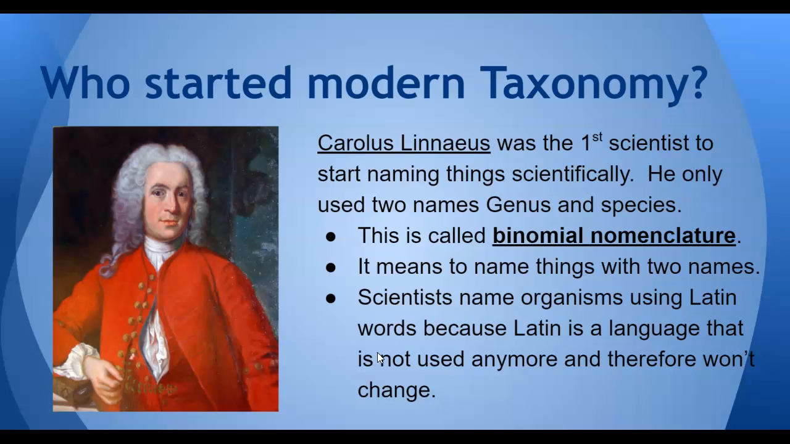Modern taxonomy was really revolutionized by a gentleman whose original name was Carl von Linné. He changed his name, he Latinized it to Carolus Linnaeus. He was the first scientist to start naming things with a genus and species. We've talked in previous chapters about humans being Homo sapiens. Well, Homo is our genus, sapiens is our species. That process is called binomial nomenclature. Bi meaning two, nom meaning name. So naming things with two names.